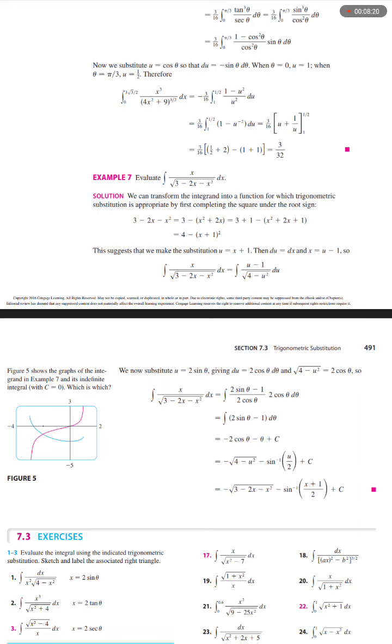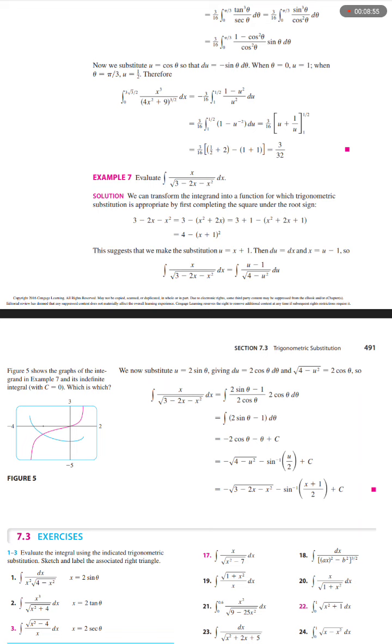Back to the text. Now we substitute u equals 2 sine theta, giving du equals 2 cosine theta d theta, and the square root of 4 minus u squared equals 2 cosine theta. So the integral of x over the square root of 3 minus 2x minus x squared dx equals the integral of (2 sine theta minus 1) over 2 cosine theta times 2 cosine theta d theta.